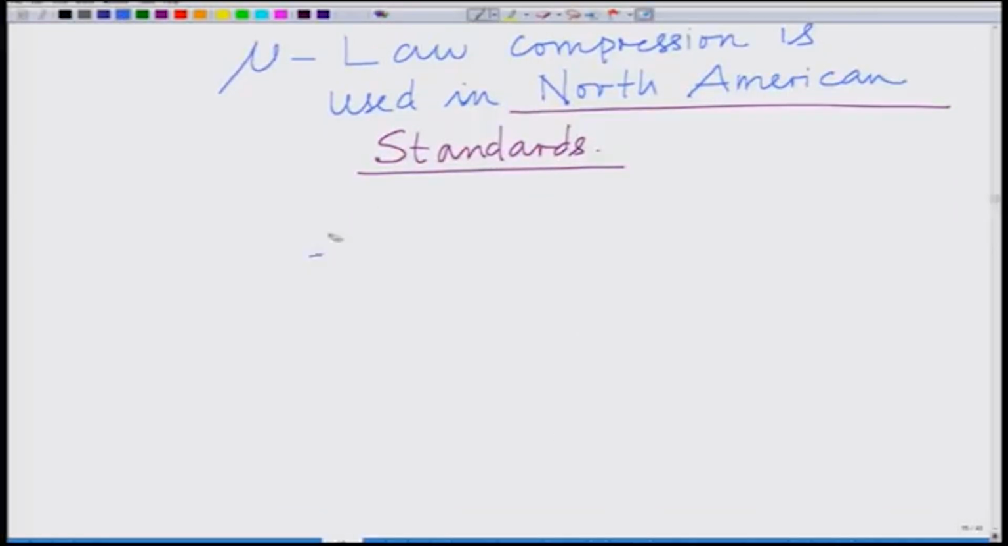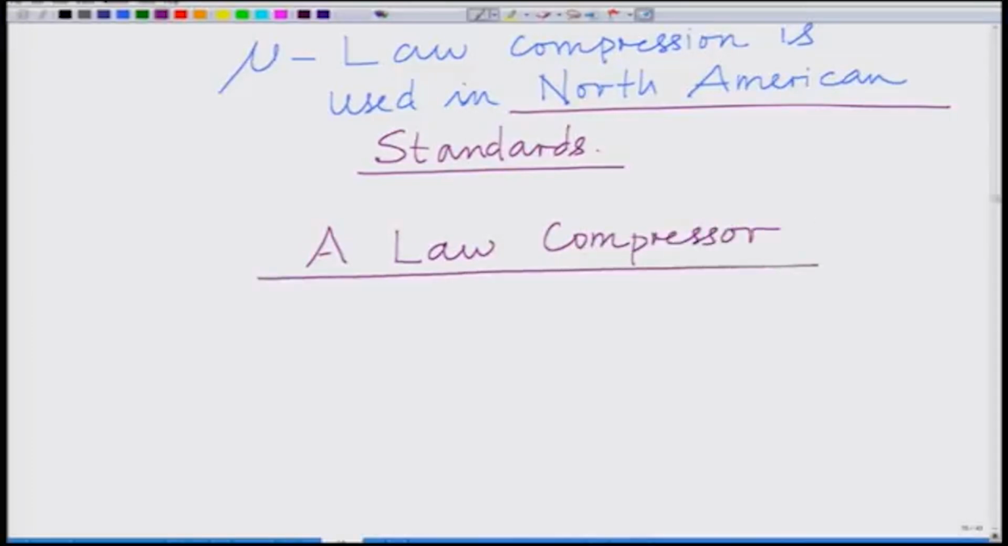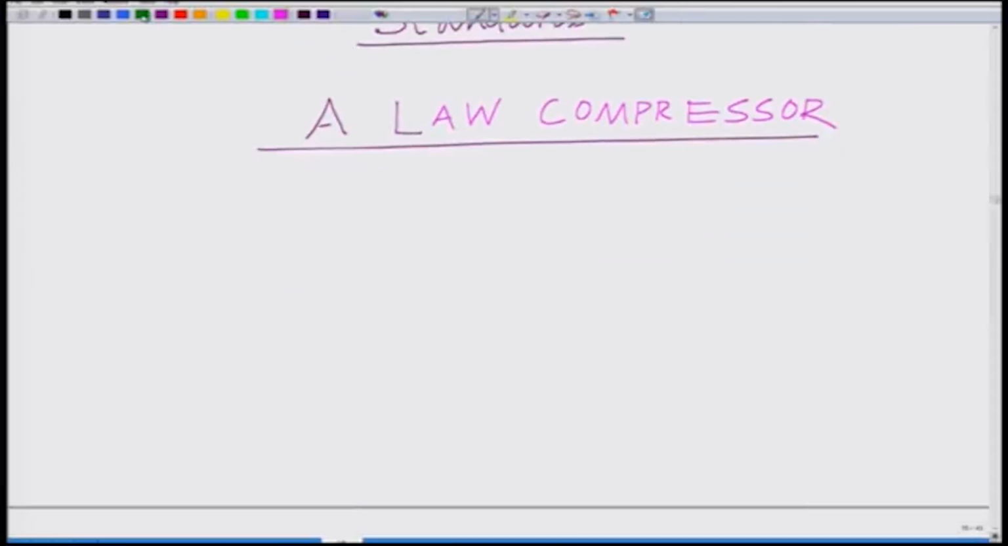And in contrast, there is also another competing compression standard. This is known as the A law compressor. So, there is a mu law compressor, and we also have an A law compressor. The expression for the A law compressor is given as follows.